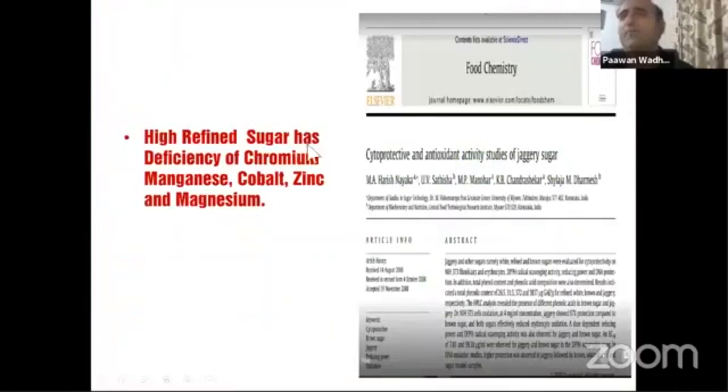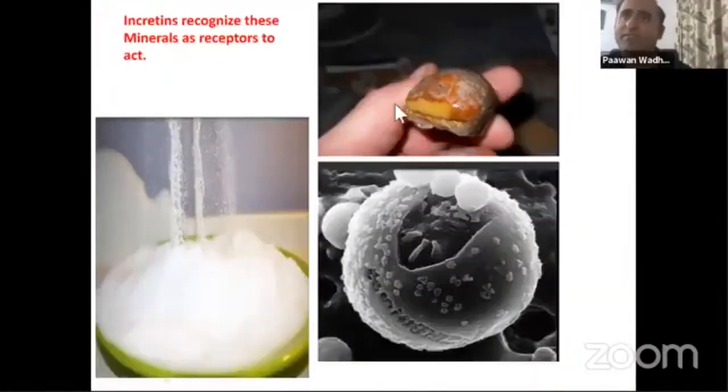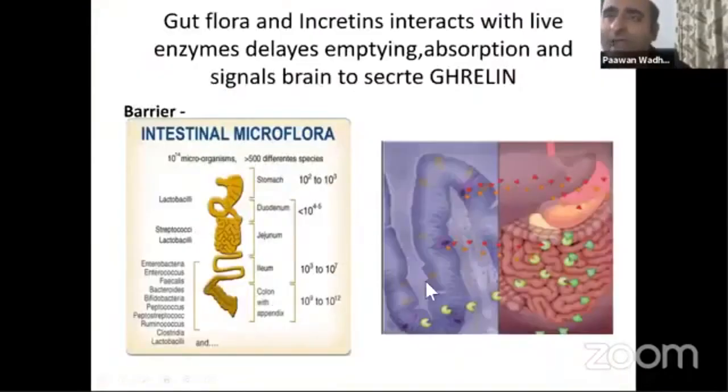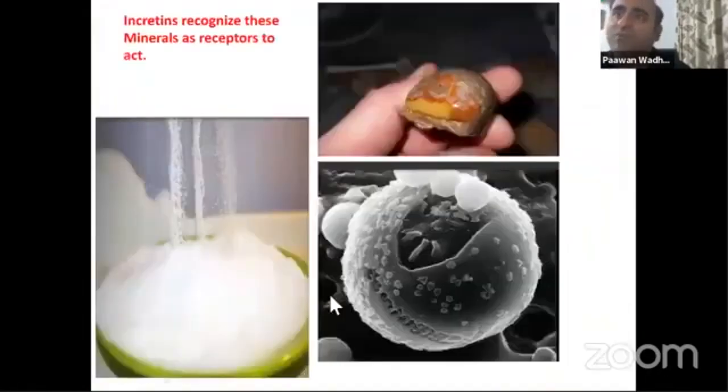So if we talk about the jaggery, this is the refined sugar, and this is the jaggery. If you look at the microscopic section of the jaggery, it contains some receptors in the form of minerals like magnesium, chromium, zinc. And these live minerals interact with the microflora, and these two interact with each other and decide whether the jaggery should go into the body or not. But if you're eating only sugar, this has no such receptors.